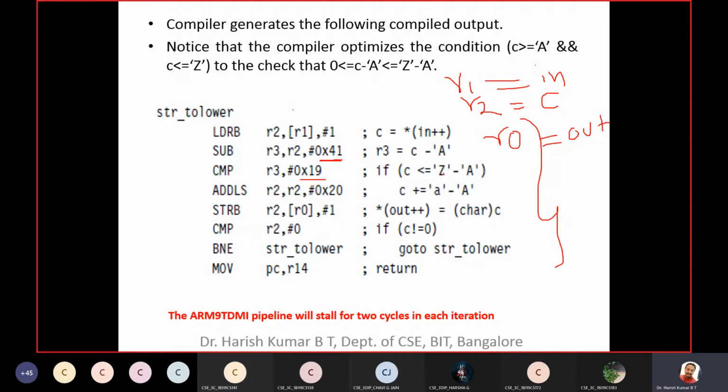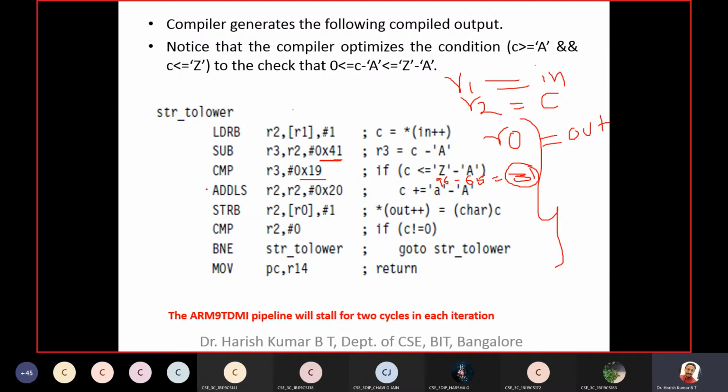What is uppercase Z? The ASCII value of uppercase Z is 96, minus 65. How much are you getting? 25. 30. How much is it? 31. Correct? So this is 31. So I'm comparing R3 with 31.